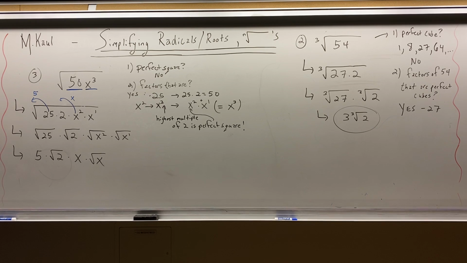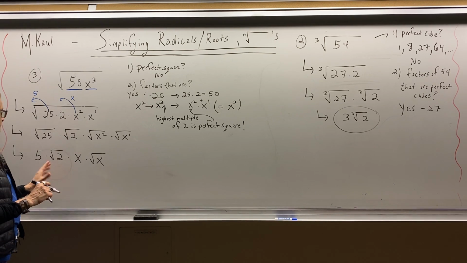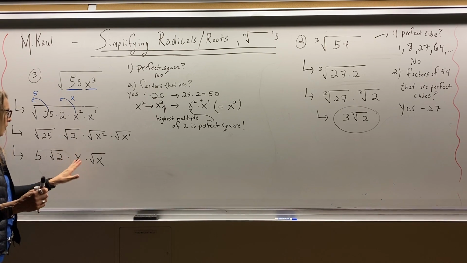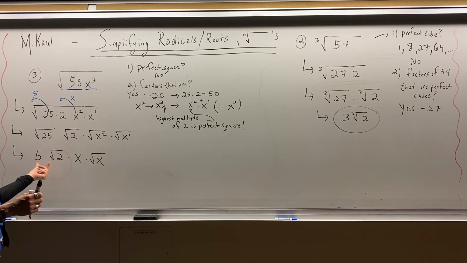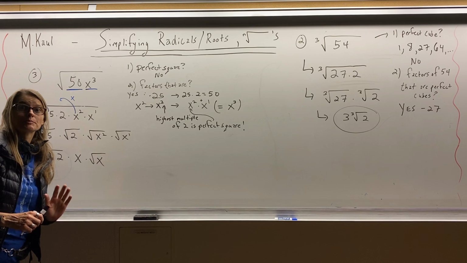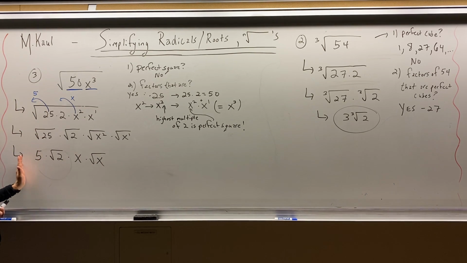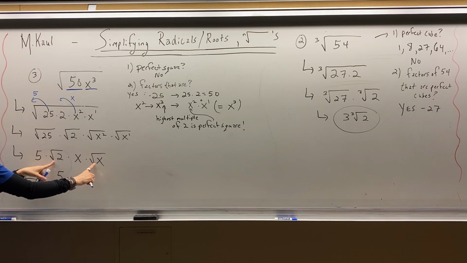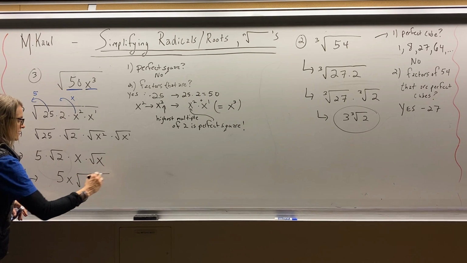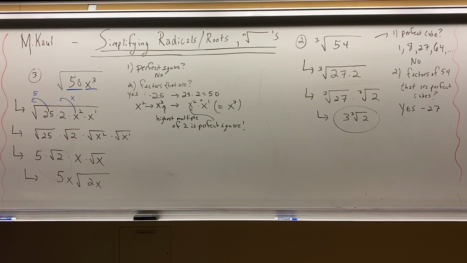Well, the nice order we like to have here is we like to put all the pieces, the coefficients, out in front, all the stuff we took out of the roots. So multiplication we know is commutative, which means we can multiply in any order we like. So if I rewrite this, this becomes 5x. So I'm going to bring all that out as a coefficient. These are both the same roots, and I can leave this part underneath. So that is our final answer here.